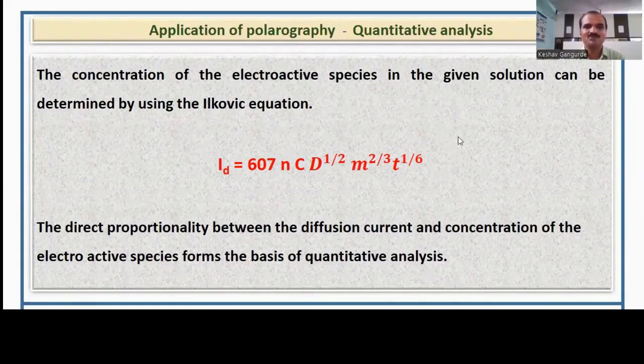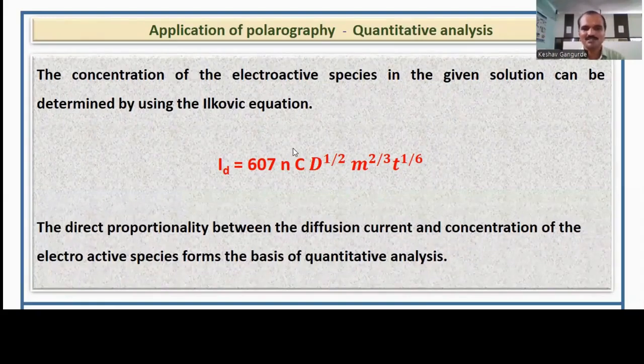I_D equals 607 n C D^(1/2) m^(2/3) t^(1/6), where I_D is the diffusion current in microampere, n is the number of electrons involved in the reduction process, C is the concentration of electroactive species in millimole per dm cube, D is the diffusion coefficient in centimeter square per second, m is the flow rate of mercury drop in milligram per second, t is the drop time in second.